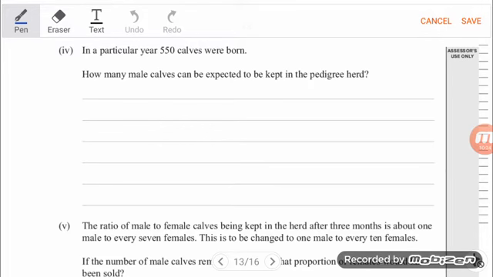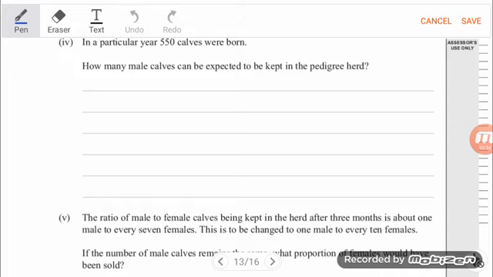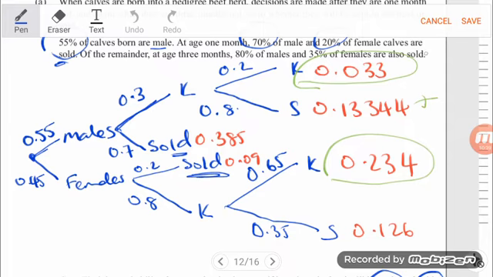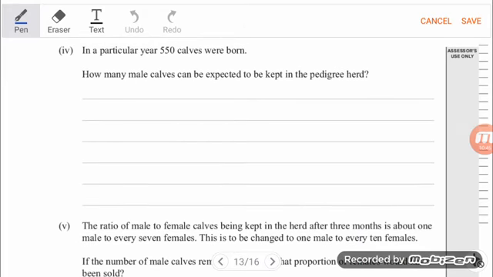In a particular year, 550 calves were born. How many males can be expected to be kept in the pedigree herd? Okay, well, we know the chances of them being male and kept after 3 months, which is 0.033. All we have to do here is multiply that together. 0.033 times 550 calves would give us 18.15.